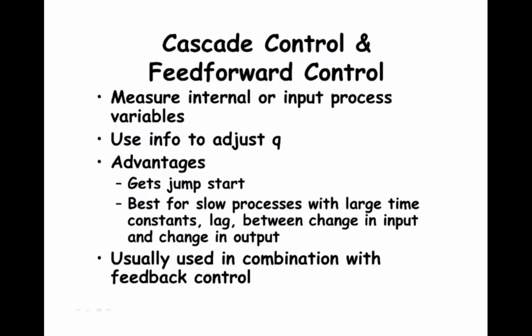Cascade and feed-forward control are the best for a slow process with large time constants, or where there is a lag in the process. Cascade and feed-forward control are usually used combined with feedback control, and we will talk about them later in the semester.